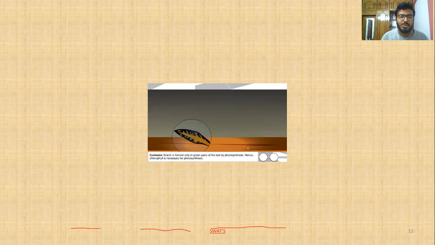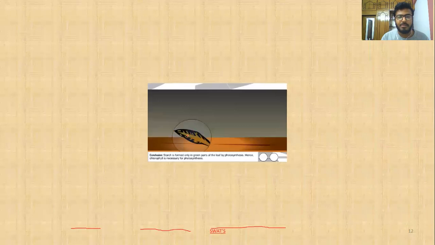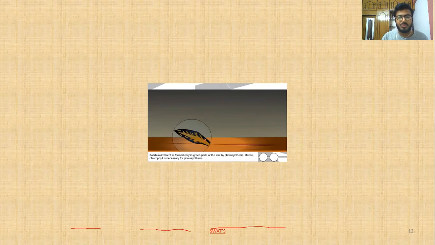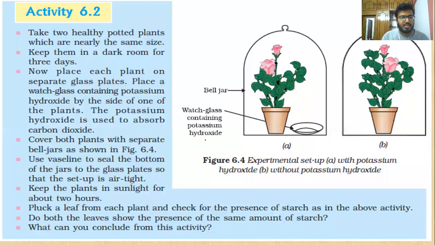Iodine dale aur wo iodine jahan bhi starch hai, wo kaun sa color mein form ho gaya? Blue black. Aur jahan par starch nahi hai wahan par kya ho gaya? Pale color mein, brownish color, pale color mein it was formed. Okay, now this we already discussed.